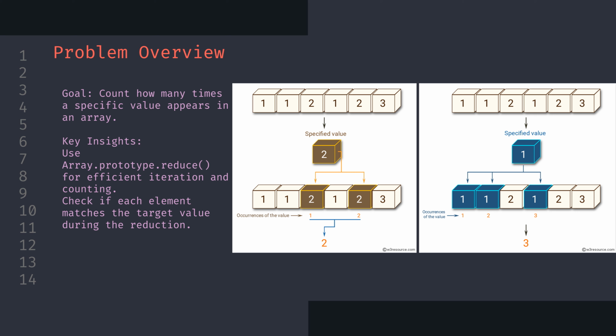The problem is straightforward. We need to count how many times a given value appears in the array. For instance, in 112123, the value 1 appears 3 times.